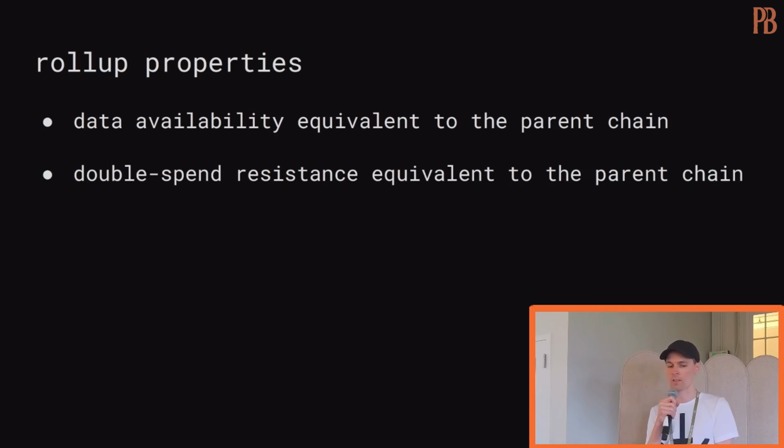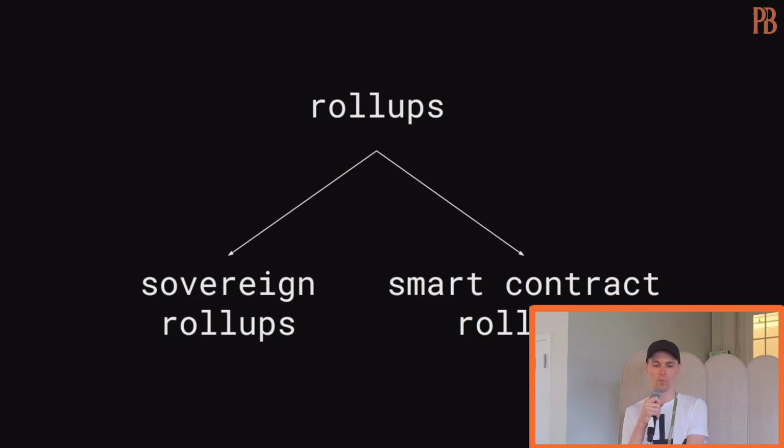And it also has double spend resistance that is equivalent to the parent chain. So whenever a rollup block gets confirmed inside of the parent chain block, you need to actually reorganize the parent chain block in order to reorganize the rollup block as well. This kind of differentiates rollups from side chains, which can typically be independently reorganized separate from the parent blockchain.